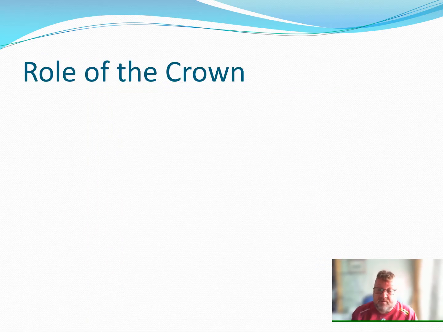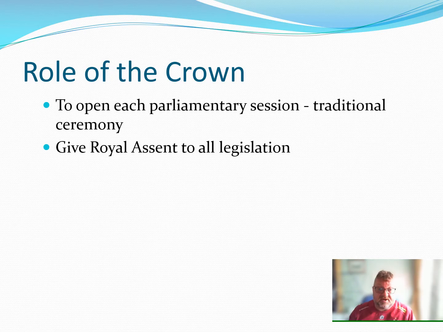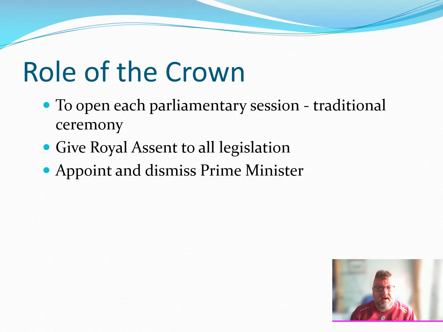And what does the Queen do, or what does the role of the Crown do? Well, as I've just mentioned in that photograph, they open each parliamentary session with a traditional ceremony. They give royal assent to all legislation, so a law does not become a law until the Queen has signed it as law, and they appoint and dismiss the Prime Minister.